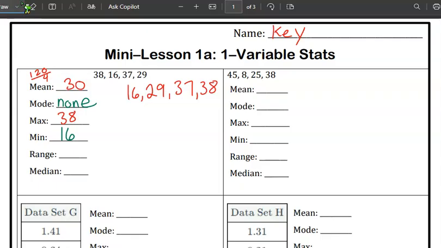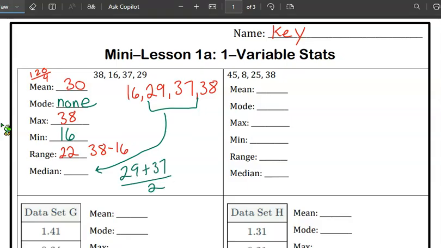The range is the maximum minus the minimum, 22. And the median is the number in the middle. There are two numbers in the middle, so to find the median, we add those two numbers together and divide by 2, which gives us 33.